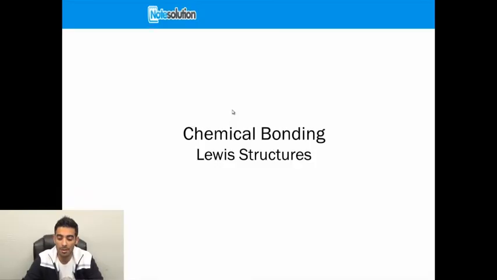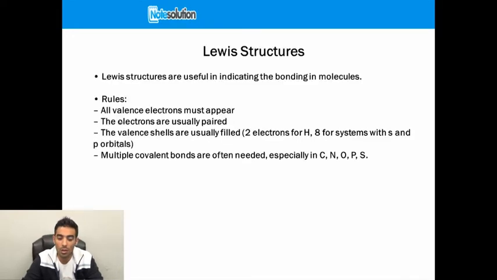In this subtopic of chemical bonding, we're going to talk about Lewis structures. Lewis structures are useful in indicating the bonding between molecules. There are specific rules that we need to respect when we're talking about Lewis structures. The first one is that all valence electrons must appear in a Lewis structure.